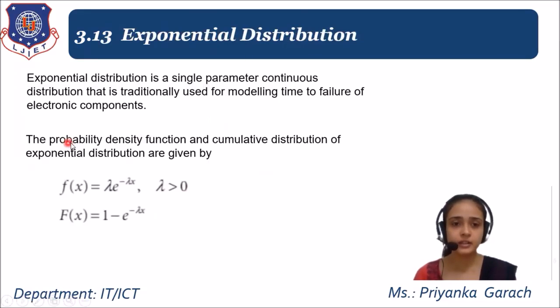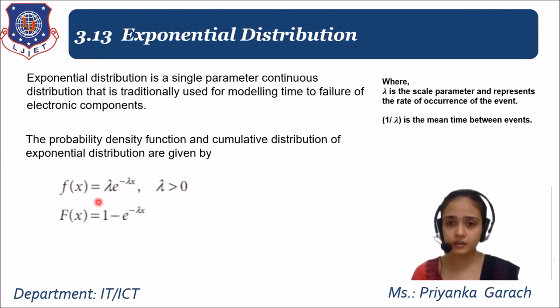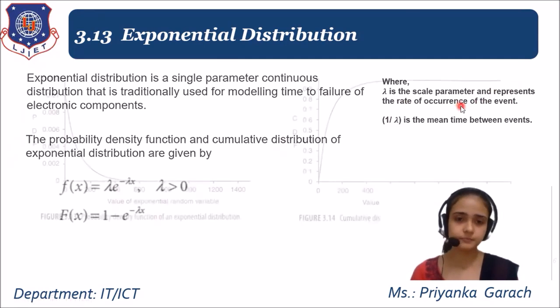Again, over here we will see the PDF and the CDF formula for the exponential distribution. So these are the formulas of the PDF and the CDF of an exponential distribution. The exponential distribution is a single parameter continuous distribution that is traditionally used for modeling time to failure of electronic components. Here, lambda is the scale parameter that represents the rate of occurrence of an event, and 1 upon lambda is the mean time between the events. So 1 upon lambda is the mean time, and only lambda is the rate of occurrence of an event.